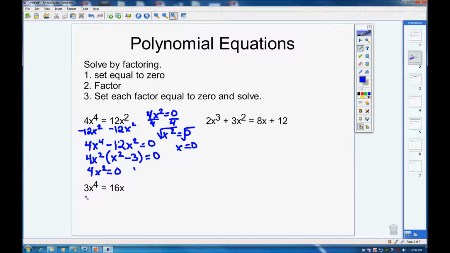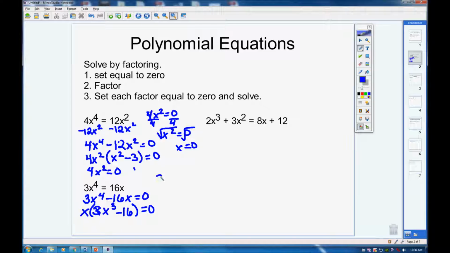It's pretty similar. I'm going to subtract 16x from both sides. This one doesn't have a GCF. It's just 3 and 16. No number can come out of both of those. The only thing I can take out as a GCF is x. So x times 3x cubed minus 16 equals 0.